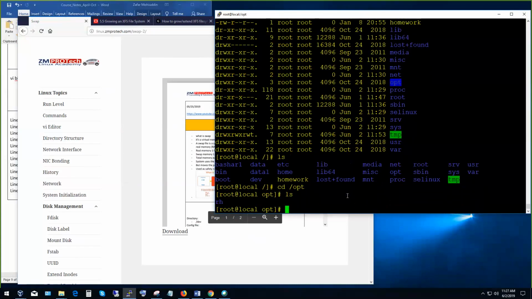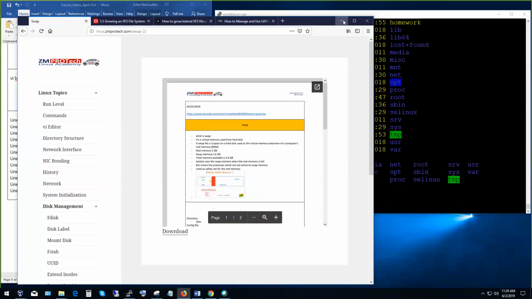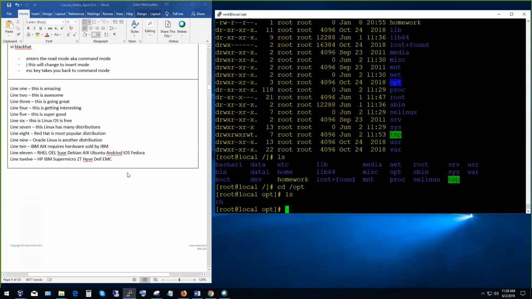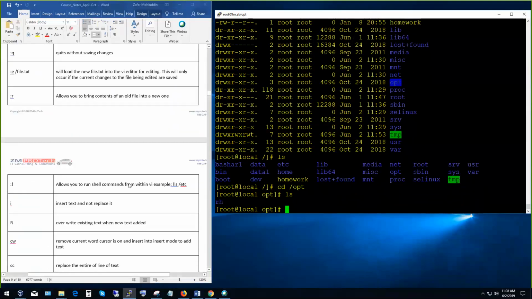So if you install like Oracle or something, all those data files, all those Oracle related files go in here. And sometimes it gets bigger in size. Okay, so let me quickly cover. Okay, so we are done with LVM here. Any questions?